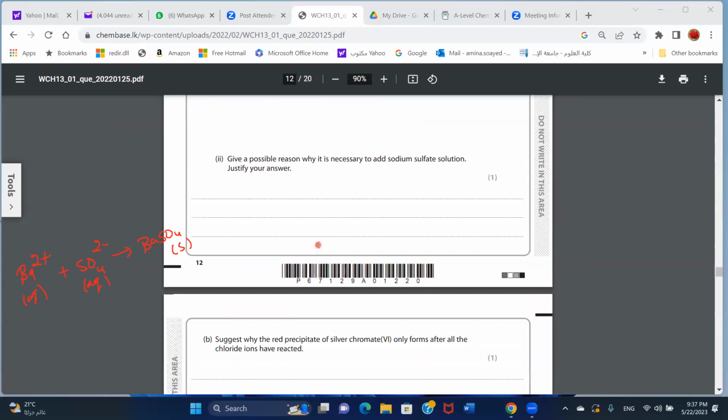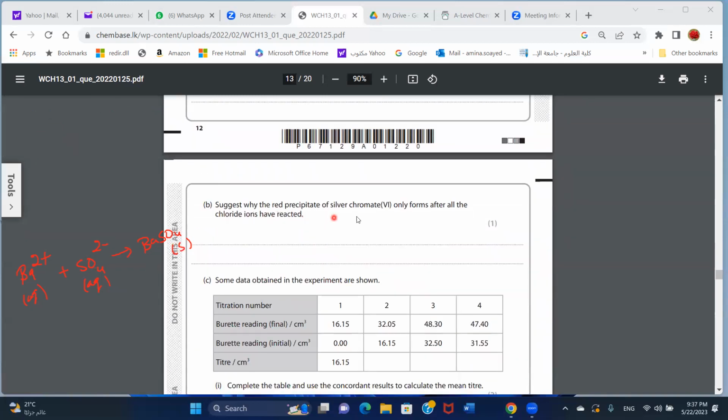Okay, excellent Rodina. Abdurrahman, suggest why the red precipitate of silver chromate only forms after all the chloride ions have reacted. Because if it was formed before, because if the precipitate was formed before all the chloride ions have reacted, it would be a white precipitate of silver chloride.